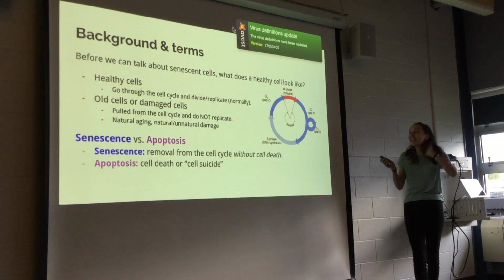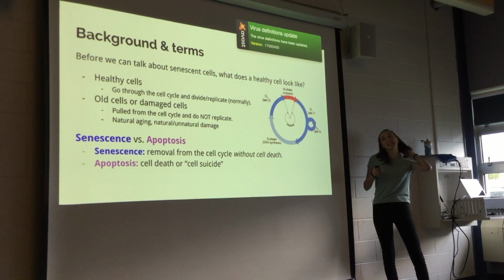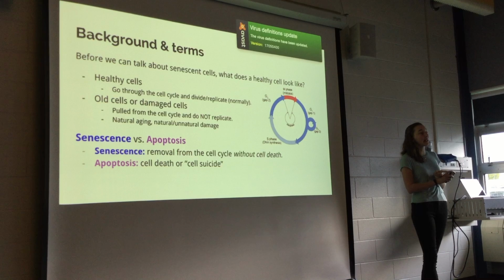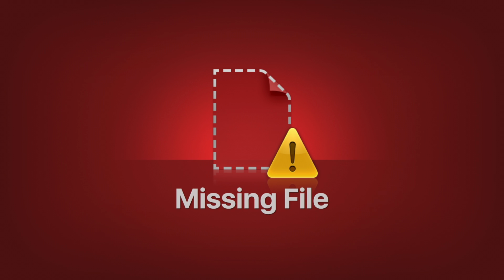A cell isn't always doing this, so different things can pull a cell out from a cell cycle. It could be something like natural aging, because over time cells lose the ability to replicate, or it could be something like natural or unnatural damage, like a miscopy in the DNA that doesn't get repaired, or something like chemotherapy that damages the cell beyond repair and has to leave the cell cycle.